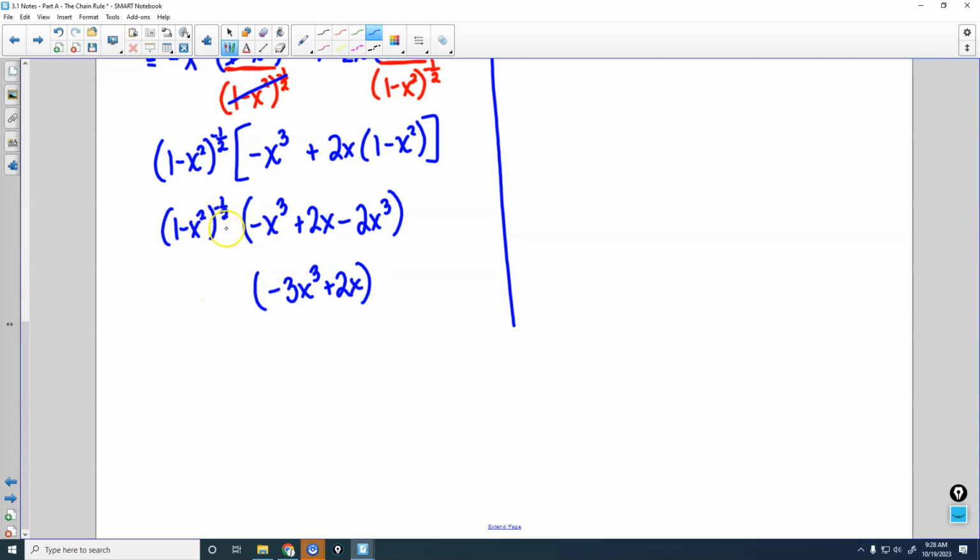And then probably what you'll see happen is they'll move that back down to the denominator, 1 minus x squared to the 1/2. And they may even change it back to a root. So, I'm going to write it this way, 2x minus 3x to the third over square root of 1 minus x squared.